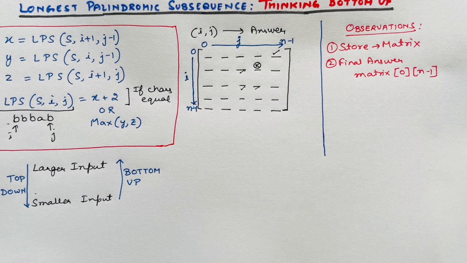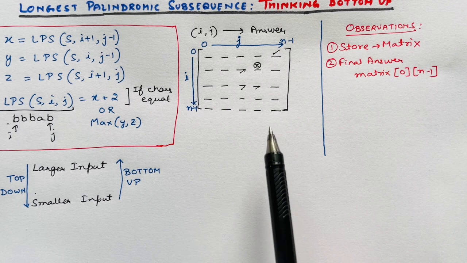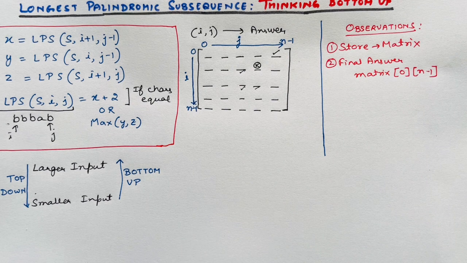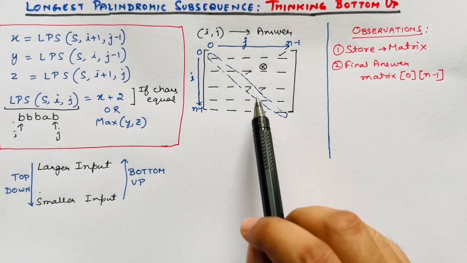Now we have seen how we will fill the value at any particular position. But how will we start filling this matrix? From where will we start? We will start from the base condition. And what is the base condition? The base condition is length equal to 1 and length equal to 2. So what elements of this matrix represent length equal to 1? All elements on this diagonal represent length equal to 1.